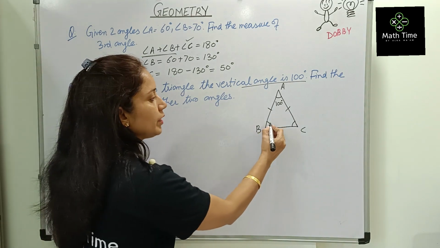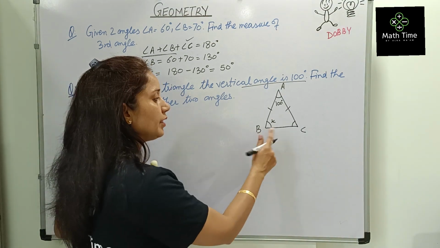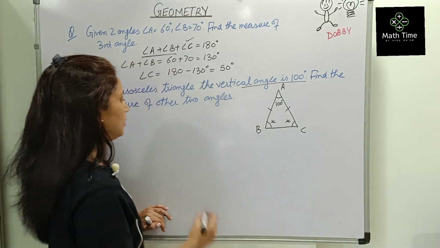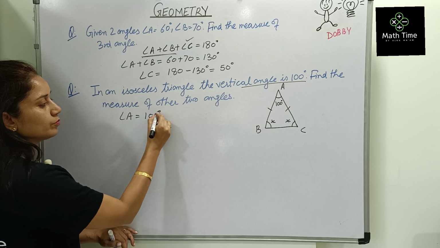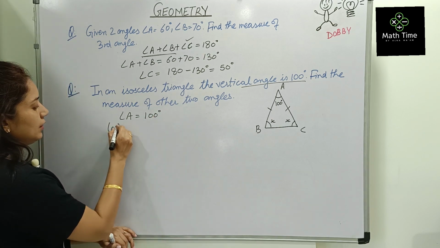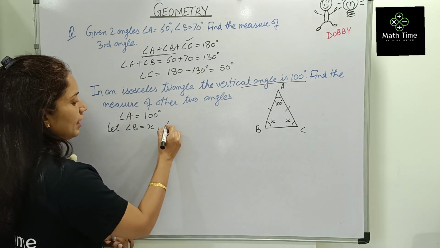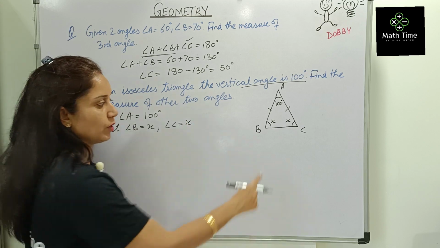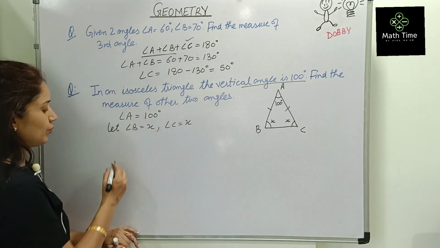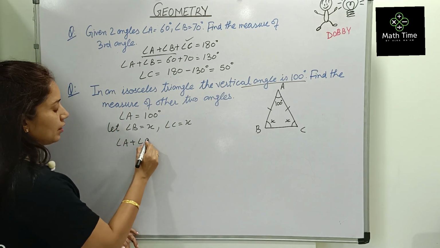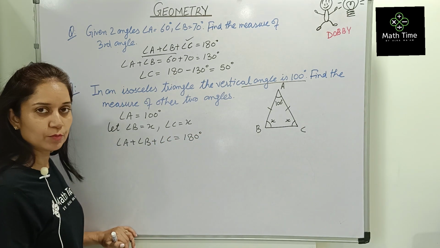Okay, we have to find the measure of these two angles. Let the measure of angle B be x. Angle B is equal to angle C. If B is x, that means C is also x. Let us write. Angle A given to us is 100 degrees. Let angle B equal x, and then angle C is also x because both the base angles are equal in an isosceles triangle. Now angle sum property. Angle A plus angle B plus angle C equals 180 degrees. That we know, the property of a triangle.